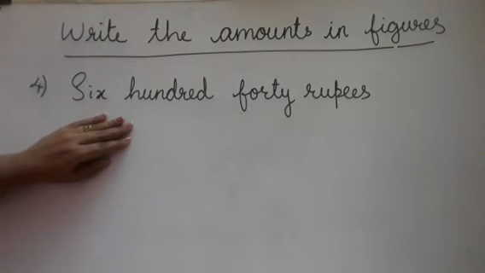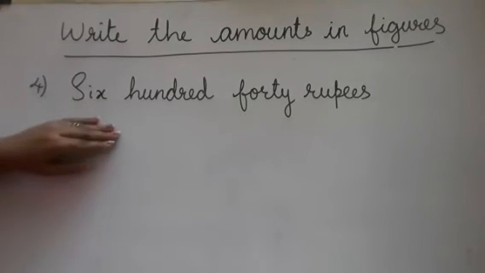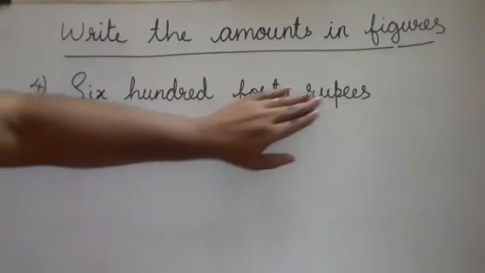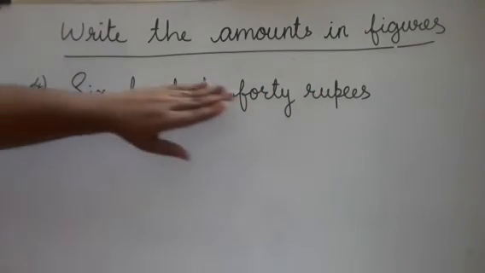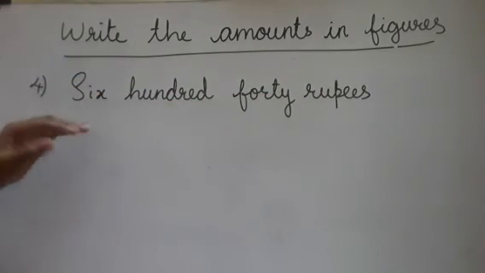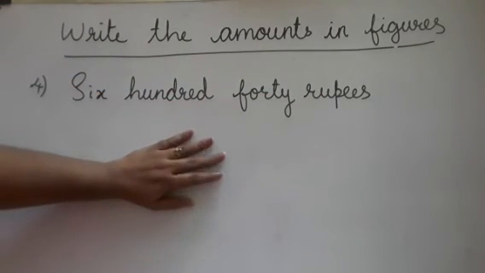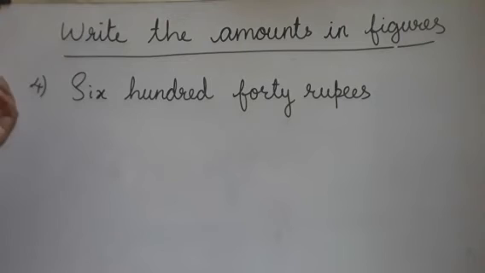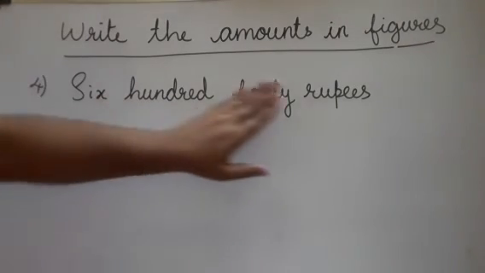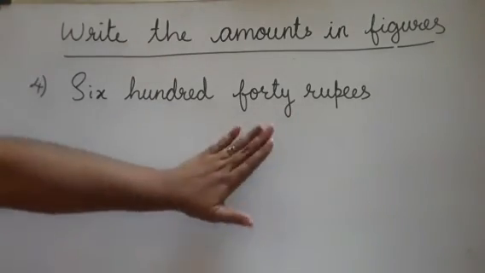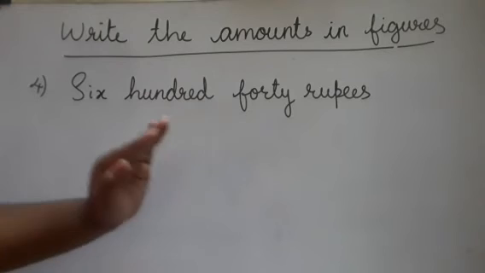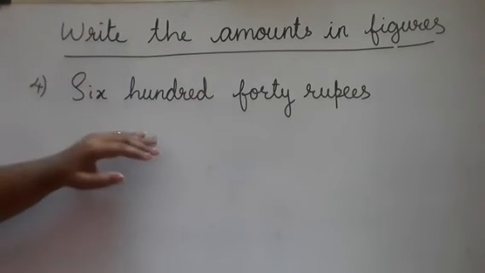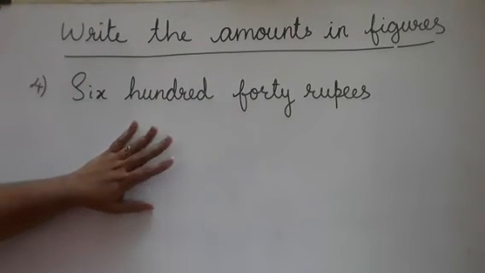Moving to the next question. Look at this. The question is 640 rupees. Look at this carefully. It is 640 rupees. Now, let us write this amount in figures. Dear kids, while looking to this question, we can say that there is rupees only. There is no paise. There is rupees only. There is no paise. So, we can start writing this amount in figures.